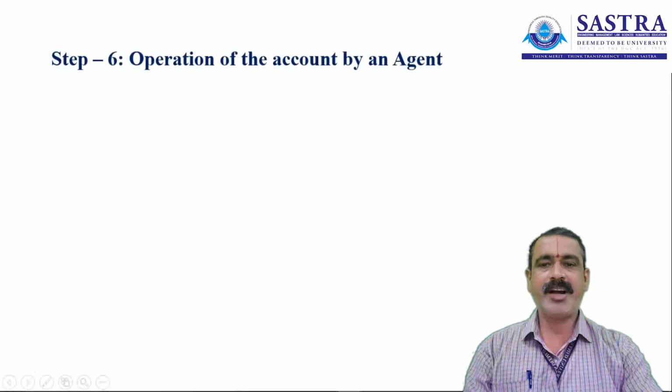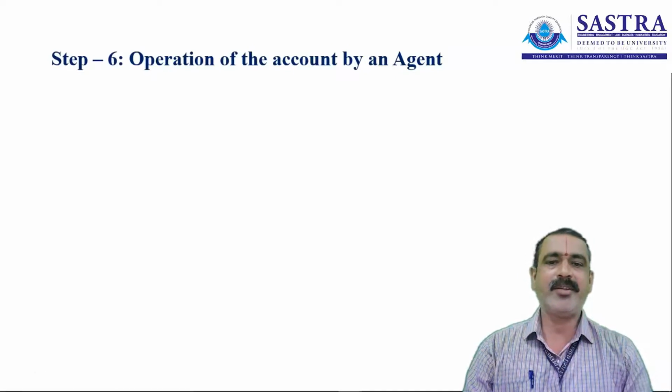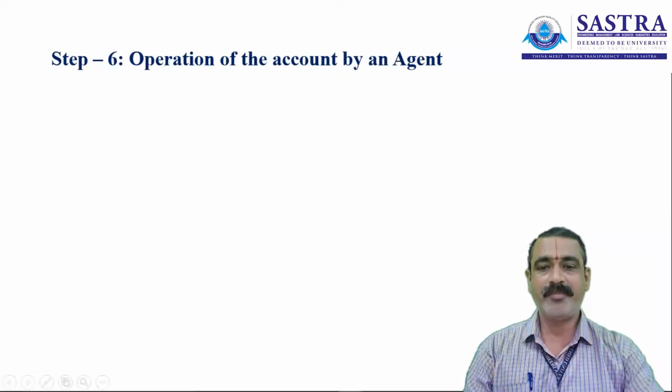And step 6, operation of the account by an agent. Sometimes the accounts of the customers may be authorized to be operated by some other persons, known as an agent or the representative, who has to be authorized by the customer and accepted by the banker, and whose signature is also to be put in a request letter or authorization letter as a specimen letter.